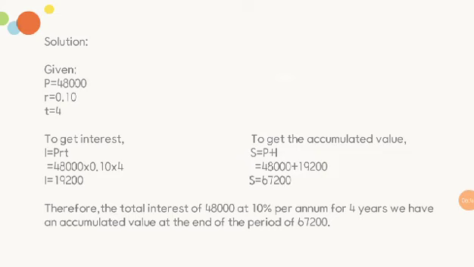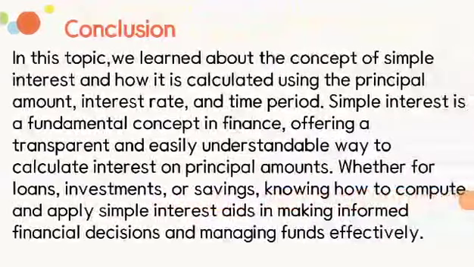Therefore, for the principal of 48,000 at 10% per annum for 4 years, we have an accumulated value at the end of the period of 67,200. Before I end this, I will give an activity regarding this topic, and I hope you learned a lot about the concept of simple interest.